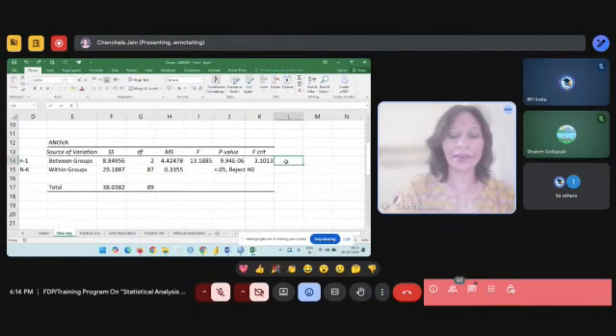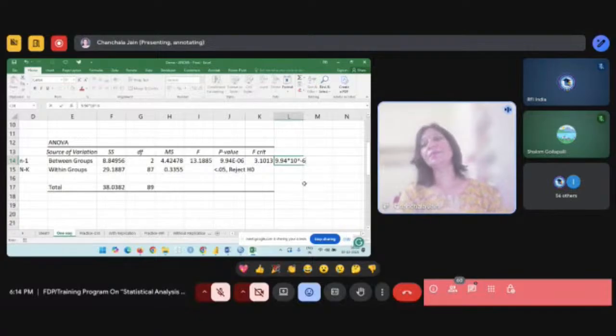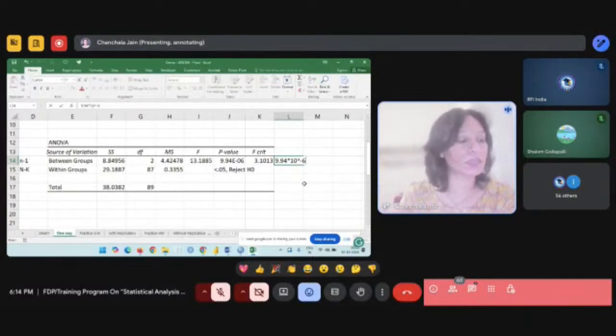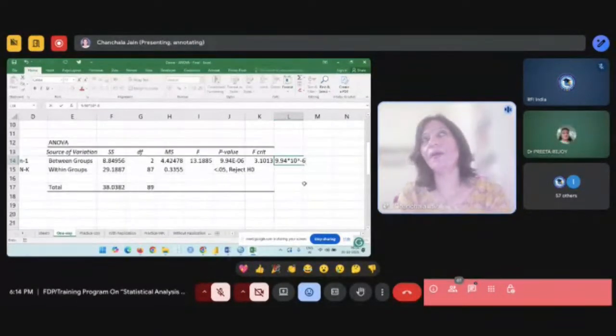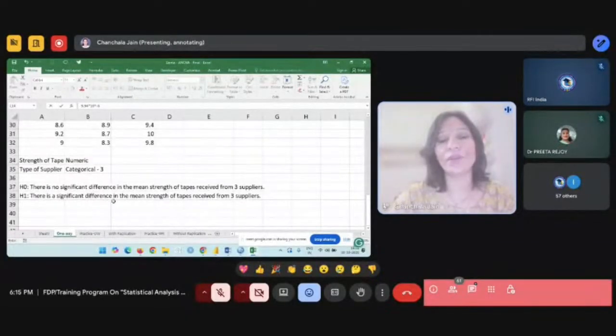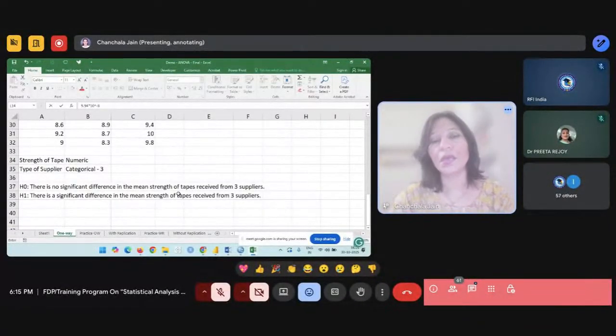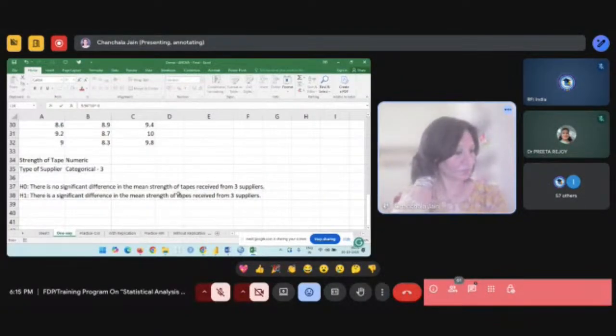So it is 9.94 into 10 to the power minus 6. That means it is a very small figure. It is 9.94 divided by 10 to the power 6. So that is why we can say we are going to reject the null hypothesis and conclude that there is a significant difference in the mean strength of tapes received from three suppliers. Now it is okay. Yes, ma'am, understood.